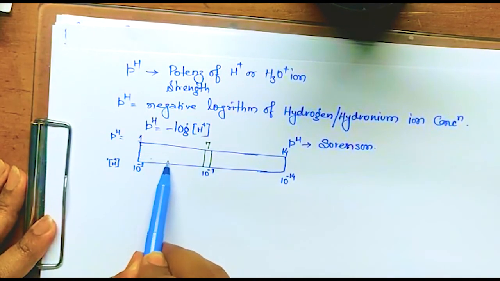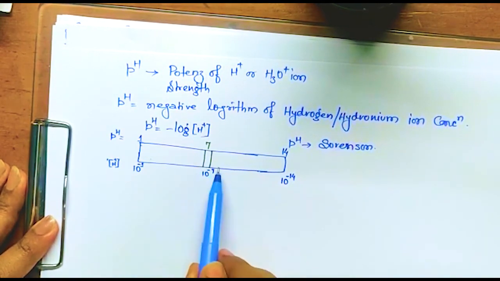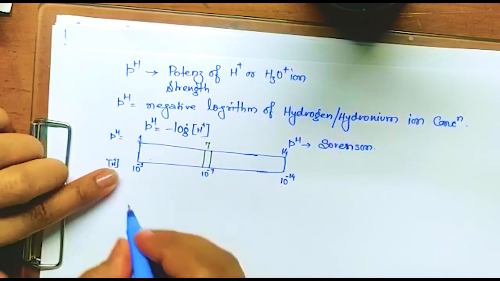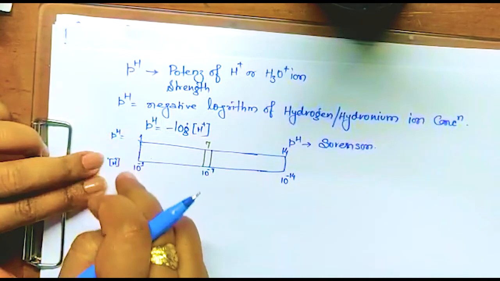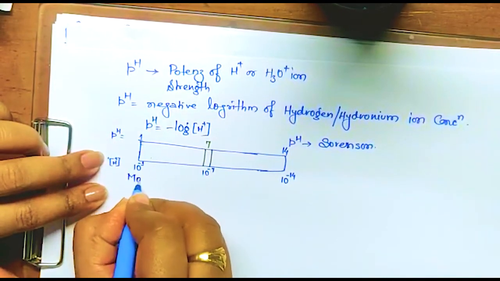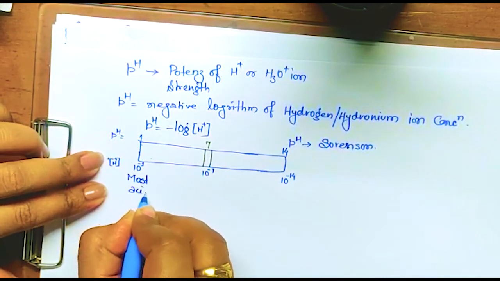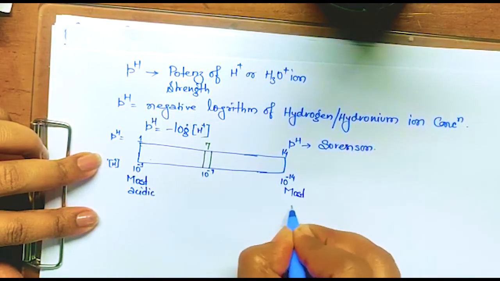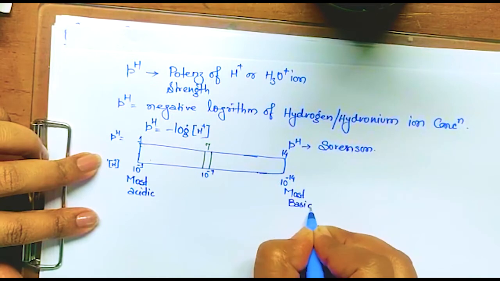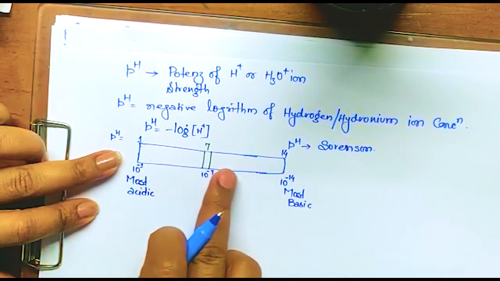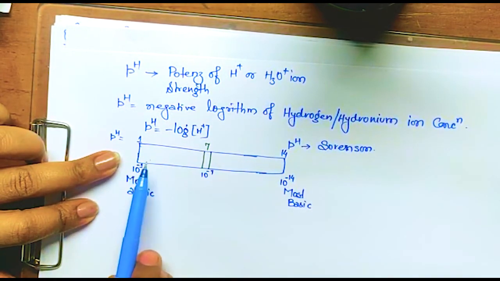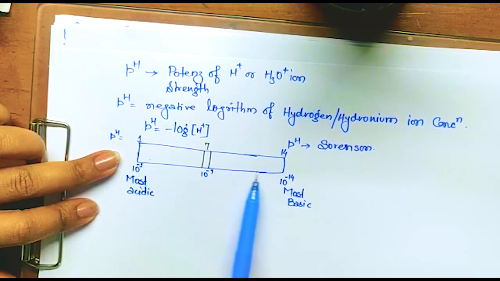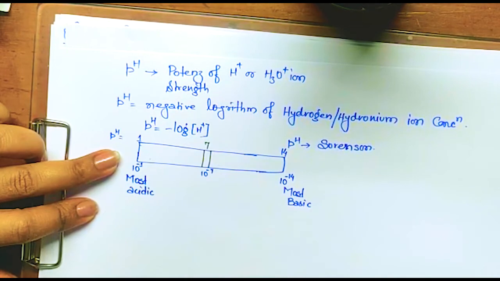1, 2, 3, 4, 5, 6, 7. Here 8, 9, 10, 11, 12, 13, 14. Got it? This one shows the most acidic. This is most acidic, and this is called most basic. So as we move from 1 to 14 in the pH scale, the acidic strength keeps on decreasing while the basic strength keeps on increasing. Got it? Are you getting it?